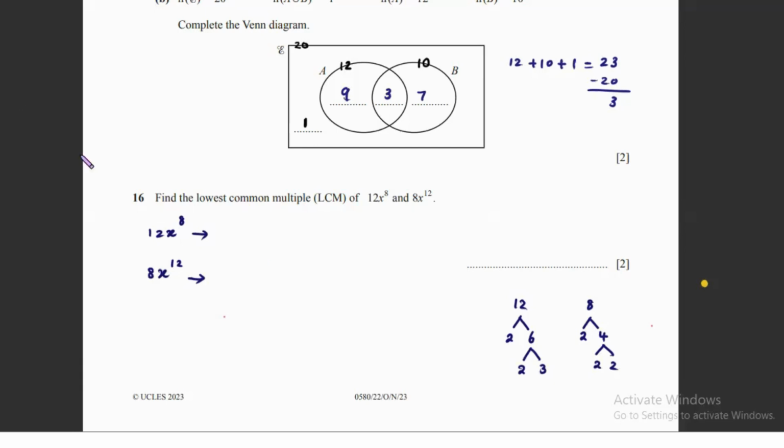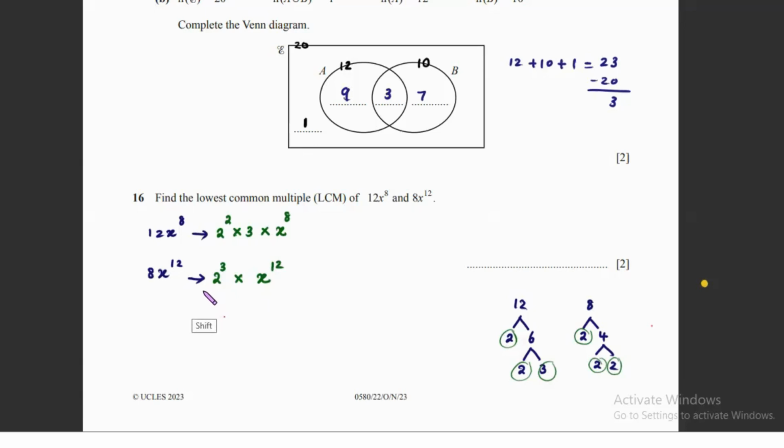Which means this 12, I can write it as 2 to the power 2 times 3, since I have two 2's and a 3. I also have x to the power 8, so I'm going to write x to the power 8 as well. The same way, when I consider this 8x to the power 12, 2 times 2 times 2 makes this 8. So I can write it as 2 to the power 3, and I need to multiply it with x to the power 12. So I'm going to write it this way.